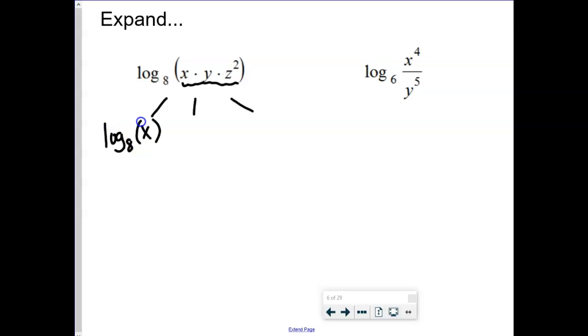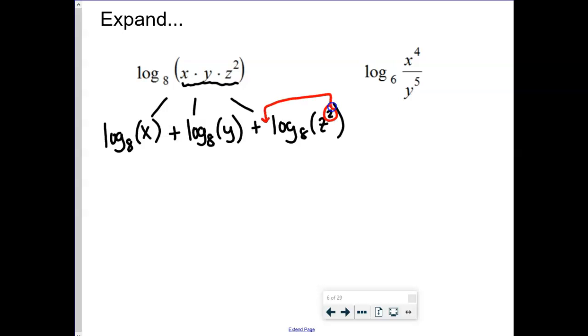Now these parentheses that I'm using are optional. I just really like them because it tells me that you guys understand that this is a log function that's surrounding the x. All right, plus, that's how the property works, plus log base 8 of y plus, very good, log base 8 of z squared, which Daniel already told me he was anticipating this 2 getting written down in front of his logarithm.